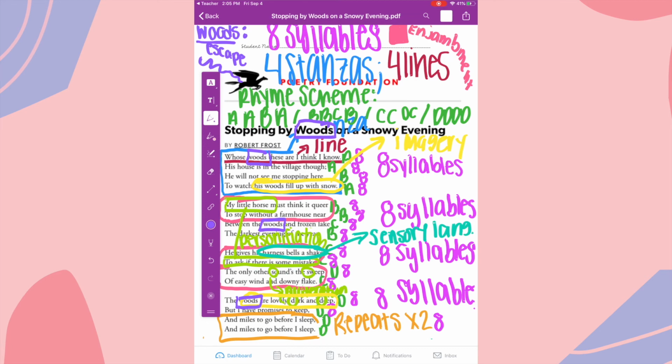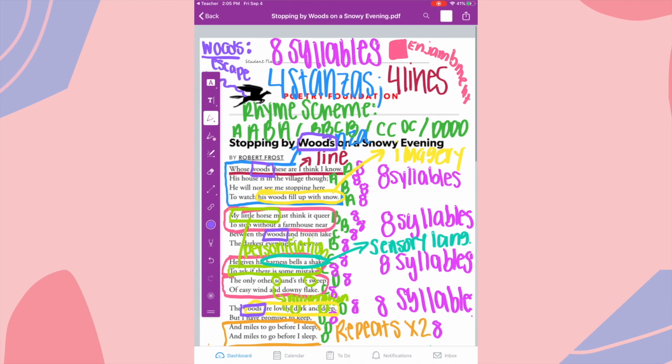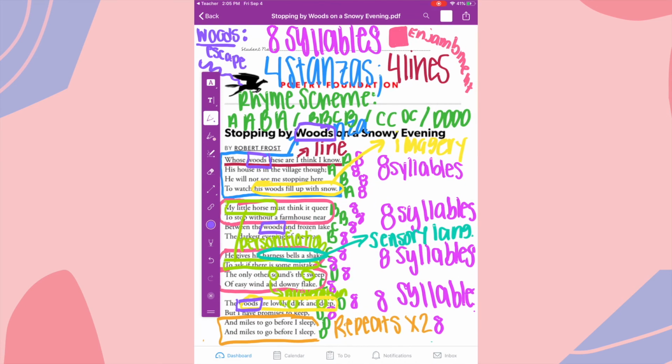Okay, so yours might look different than mine, but it should be completely annotated. Your poem should have color-coded text all over it that is dissecting our model text, our classic American poem, for the different poetic elements.